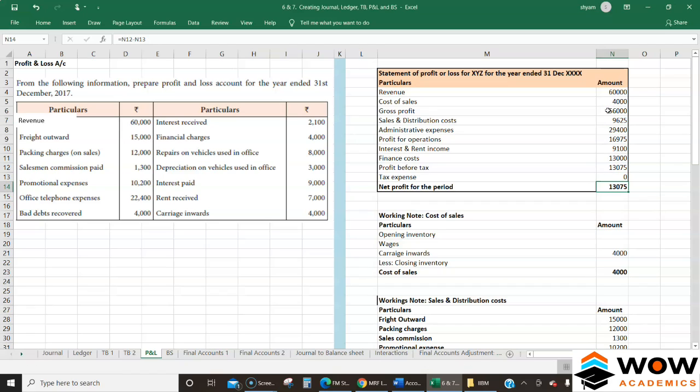So the main elements in this problem are profit from operations and gross profit. So these are the main elements in this problem.